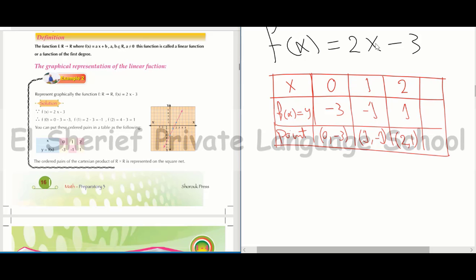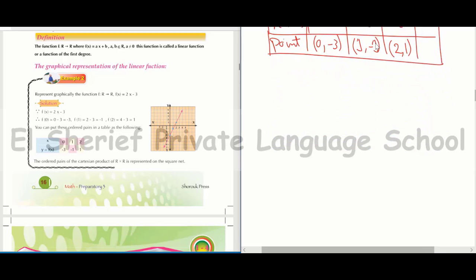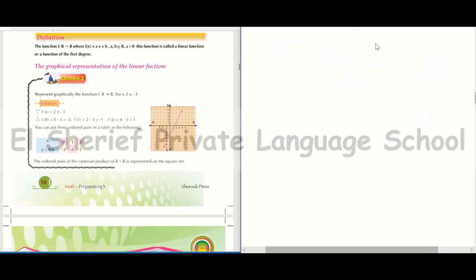We can draw now this straight line by using 3 points or 4 points or 2 points, at least 2 points. Now we draw this function as a figure. Look at here. The first point is 0 and negative 3. Second point is 1 and negative 1. Third point is 2 and 1. Then don't match the points, but draw straight lines that passing through the 3 points. This straight line represents this function.